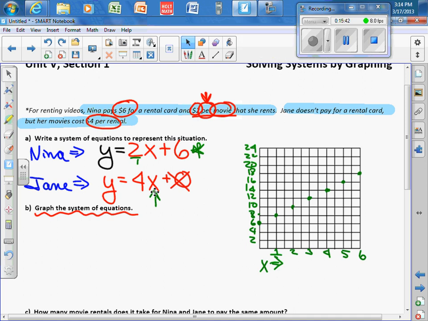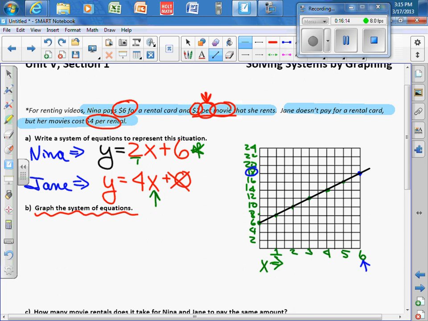In other words, let's say she was renting 6 videos. How much would it cost her? Well, 2 times 6 is 12, plus 6 is 18, and that's what we've graphed here, is 6 videos would be $18. So let's graph that line. And what this represents is the cost of any number of videos that she might be renting. Then we're going to do the same thing for Jane.